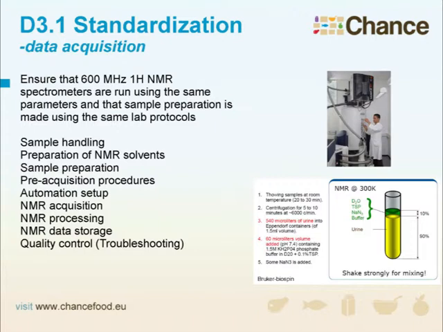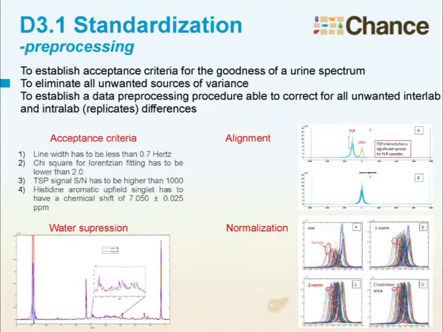So this was not trivial at that time, to have 2 NMR spectrometers providing the same data when measuring the same samples. So we were setting up a ring test, and we were considering different things. We wanted to establish acceptance criteria, eliminate unwanted sources of variance, and we wanted to establish pre-processing so that we could match the data coming from Florence and Copenhagen. So we set up a number of acceptance criteria.